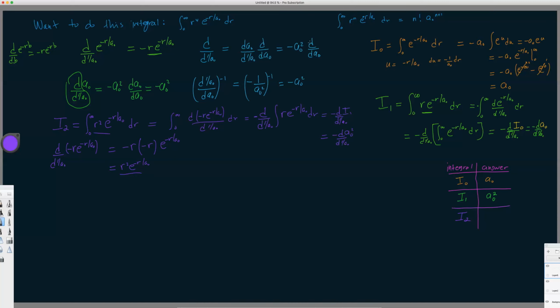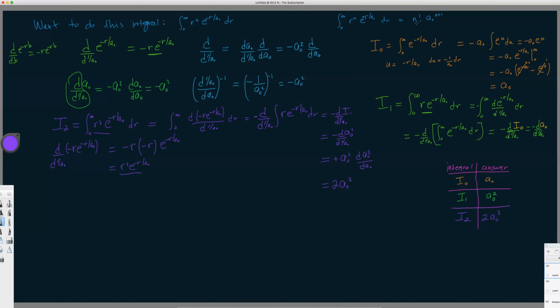Now, I'm going to use my operator again here. So this becomes minus a plus, right? Because I have minus here and a minus here. A naught squared d a naught. Okay. And so this derivative is 2a naught. So we get 2a naught cubed. This is 2a naught cubed.